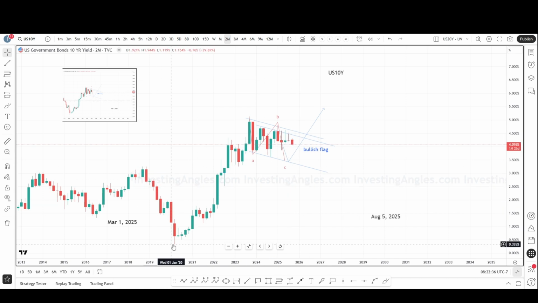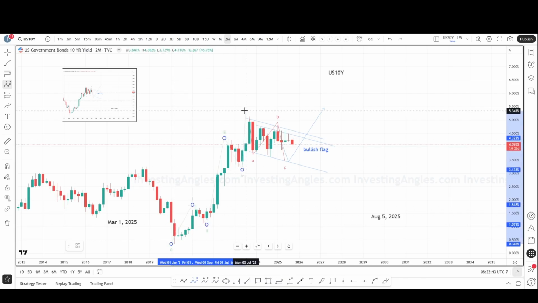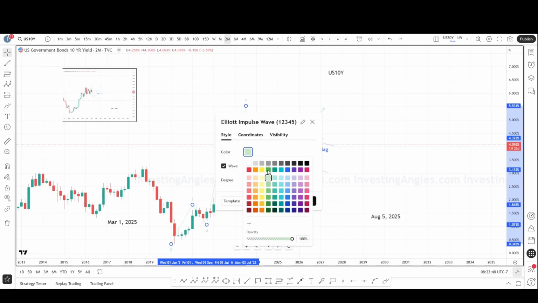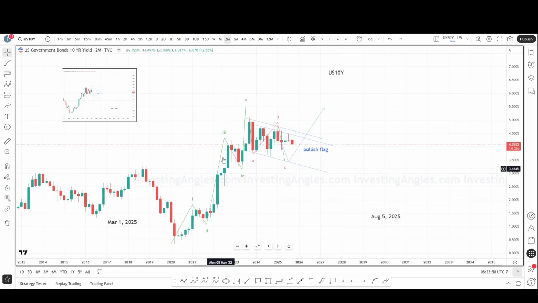And I'd like to say that the structure from the bottom was an impulsive wave. So let me change the color so that you can see clearly it was an impulsive wave. Now we are looking for a bullish flag and another move upward. That's the perspective. If you're interested in micro charts, we share them in our weekly reports on the yields.